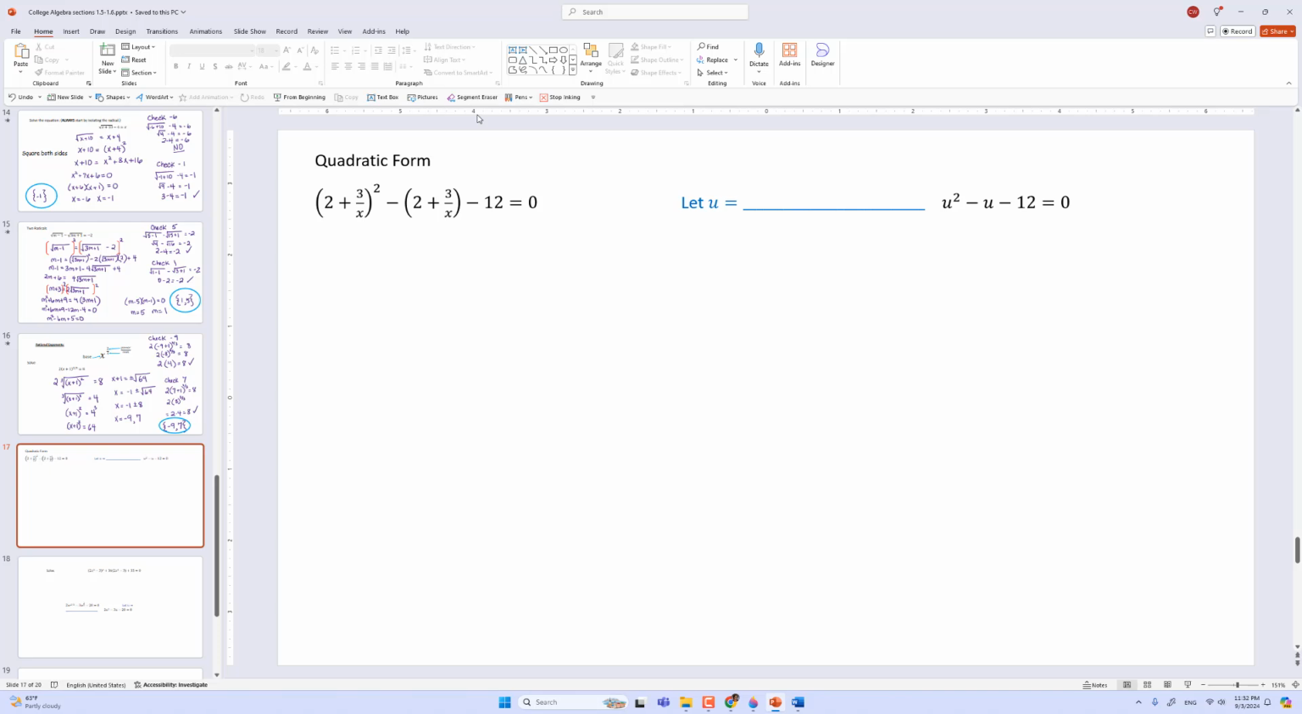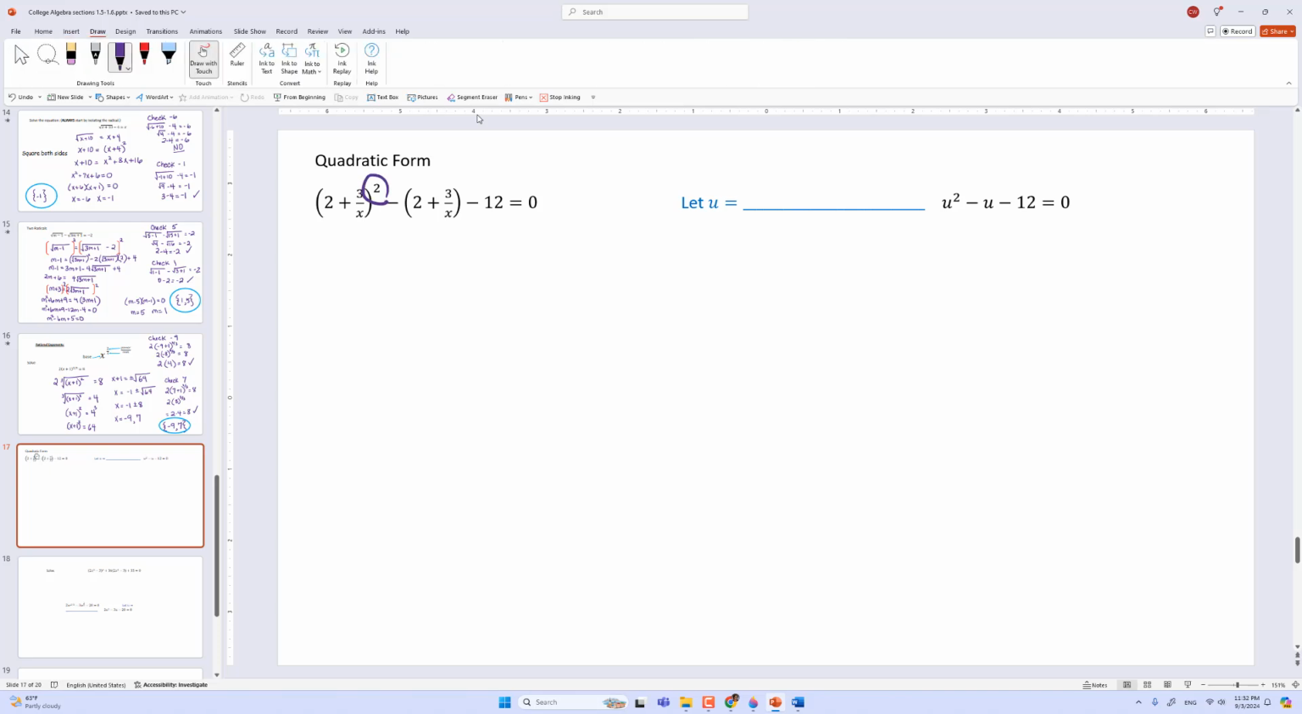You have a thing, 2 plus 3 over x squared, and then you have that same exact thing, 2 plus 3 over x, to the first power. And then you have a constant. And that's what a quadratic looks like. It looks like ax squared plus bx plus c equals 0. That's what a quadratic equation looks like. And so we can make this equation look like a quadratic because it's in that form. We can do it by doing a little trick of substituting an easy letter for a more complicated, ugly thing.